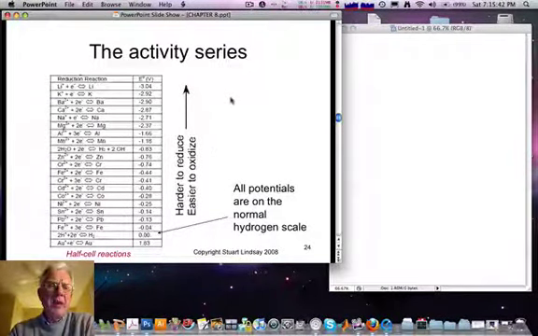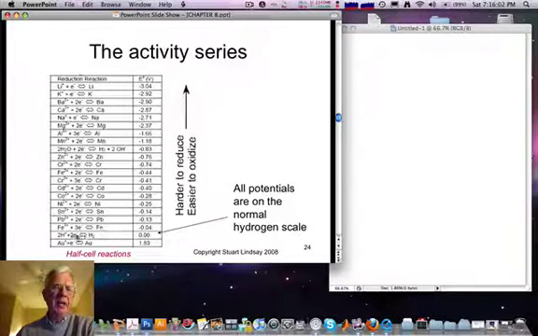So by making a series of such measurements, it is possible to quantify the reduction potential for many metals. The result is this table here called the activity series. You can see that a very large potential relative to the reduction of hydrogen is required to reduce lithium. This is because, of course, lithium loves to give up an electron and therefore is very easily oxidized. So conversely, it takes a large potential to reduce it.